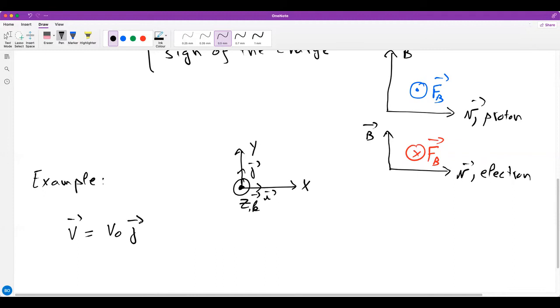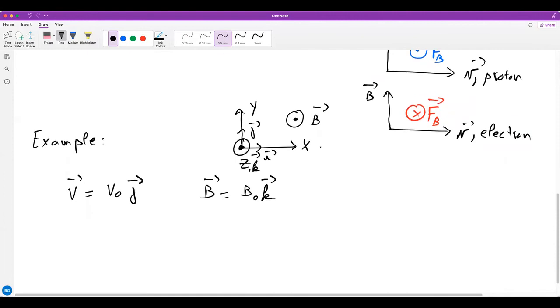So the particle is going upward, and let's assume that there is a magnetic field, and this magnetic field is along the Z axis. So the magnetic field is going this way. Okay, so what will be the force, and let's assume that this is an electron. So this is an electron.